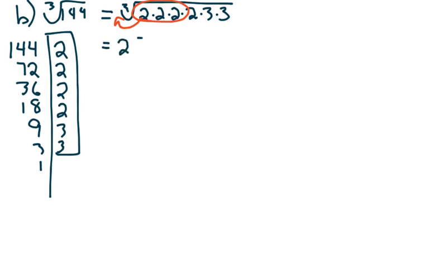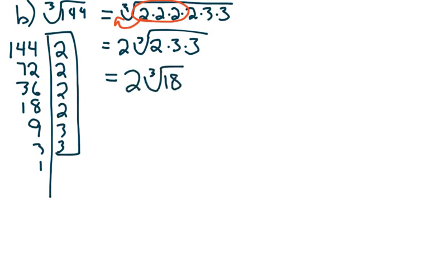So the 2 comes out, we still have one 2 and two 3's under the root, and it's customary to simplify that last bit under the root. So final answer would be 2 cube root 18.